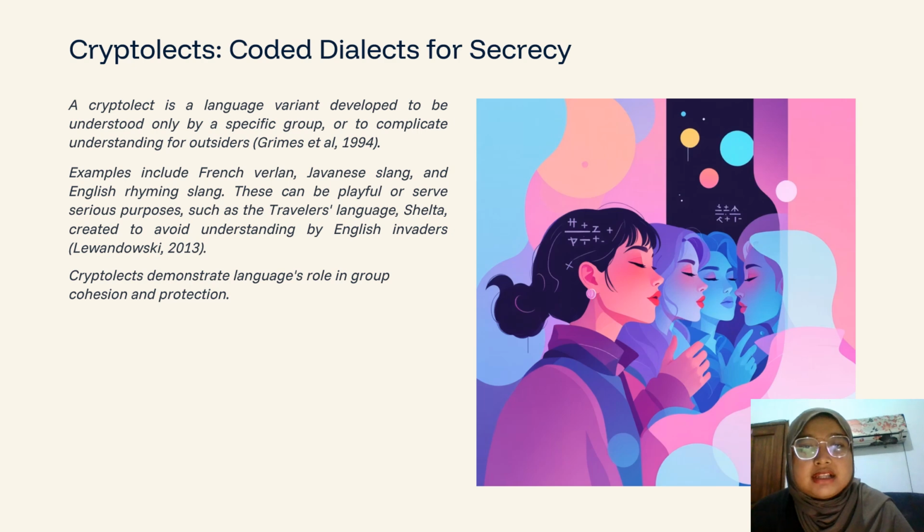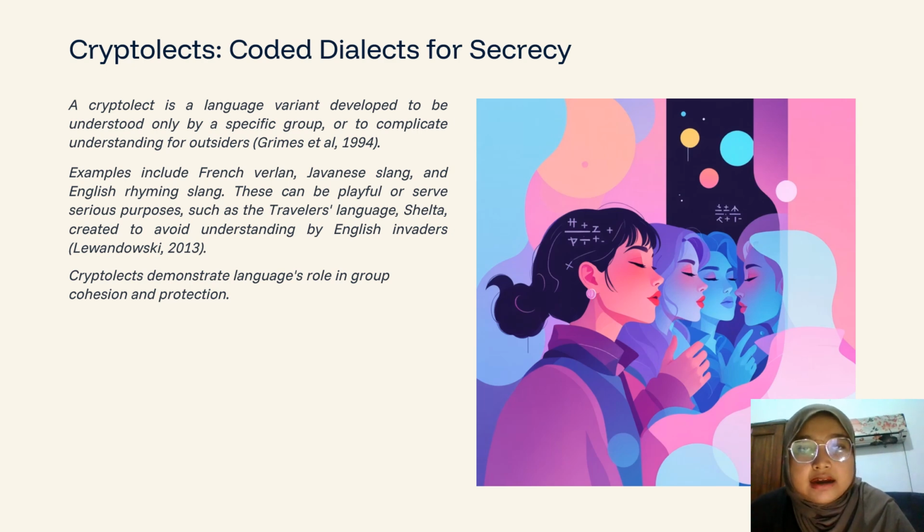So, cryptolects are fascinating language variants basically designed to be understood only by an ethnic group, making them difficult or impossible for outsiders to comprehend. They can serve various functions, from playful communication to the serious purpose of group cohesion and protection.